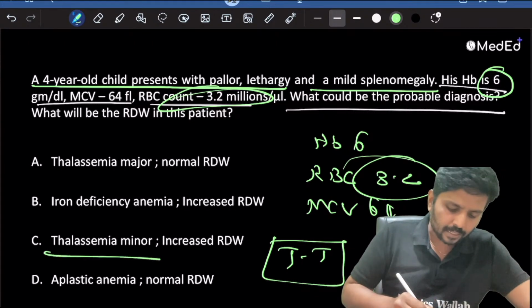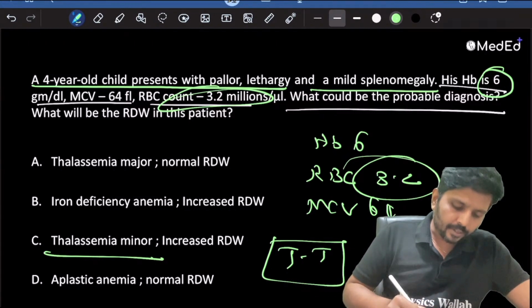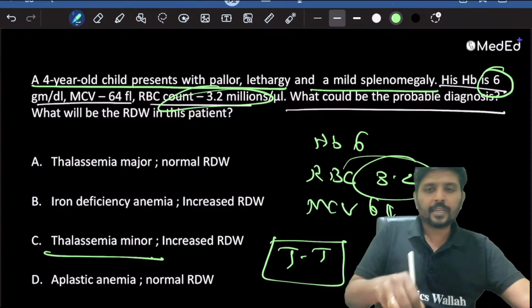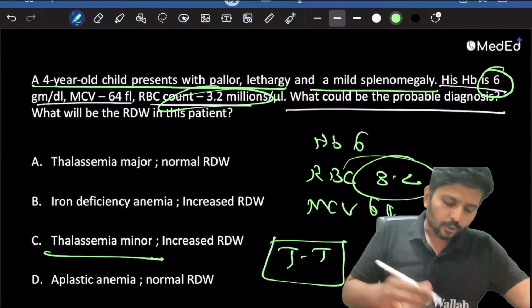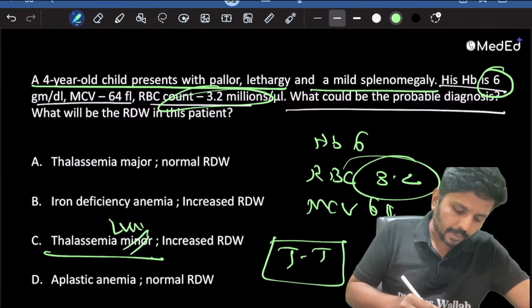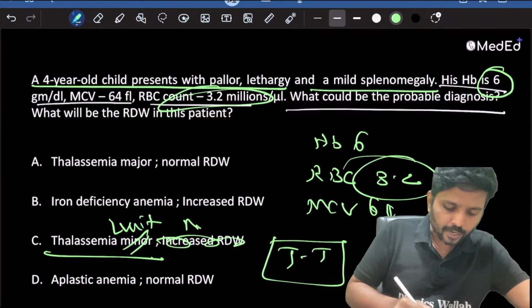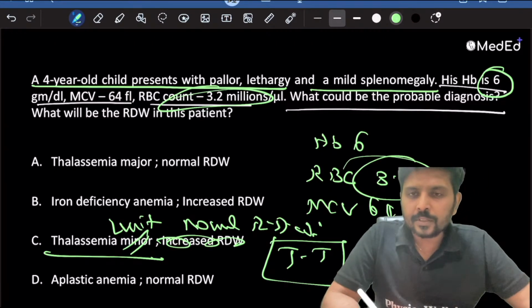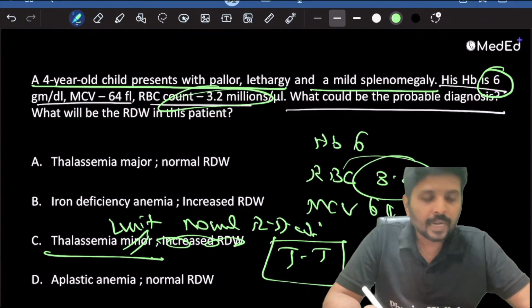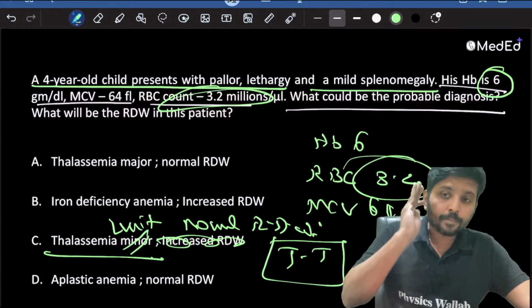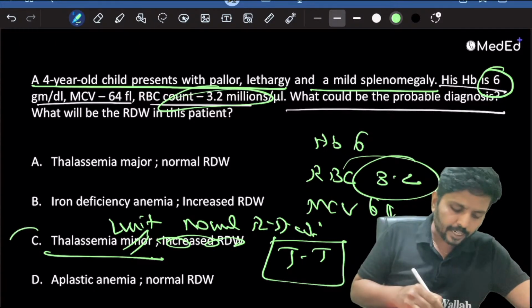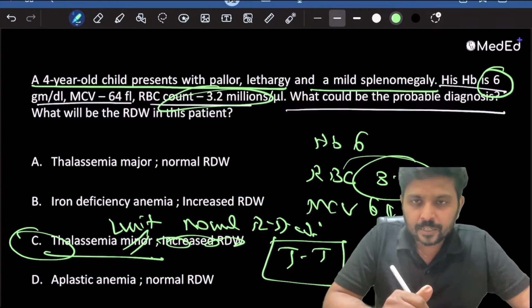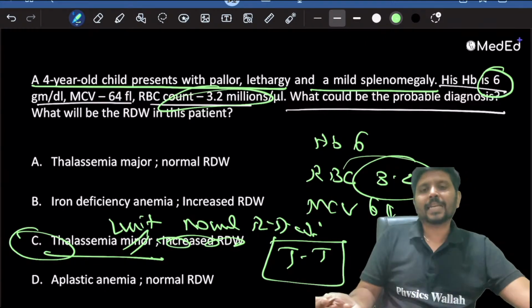To me, it is thalassemia trait, though nothing fits perfectly. Let me say this is thalassemia trait and RDW should be normal. I don't think this is a case of iron deficiency anemia. This must be a case of thalassemia trait. Option C should be framed as thalassemia trait along with normal or low RDW, because other things cannot fit in.